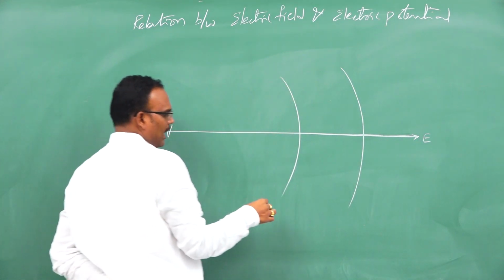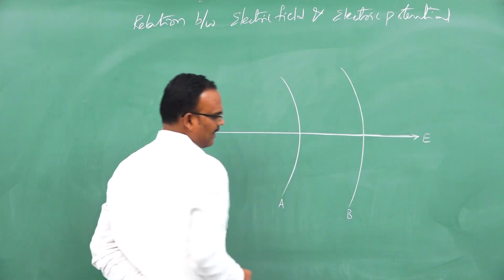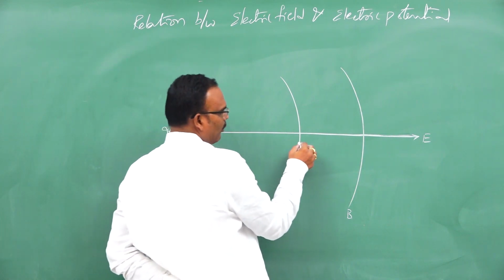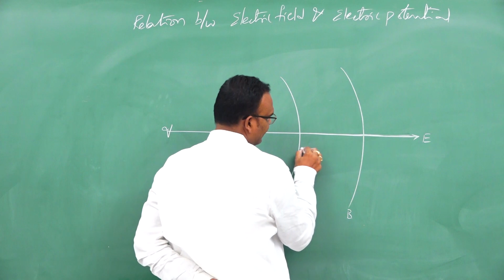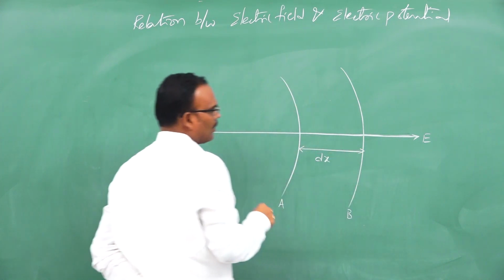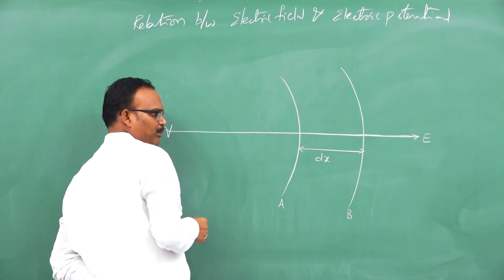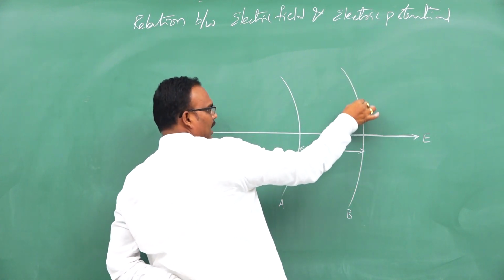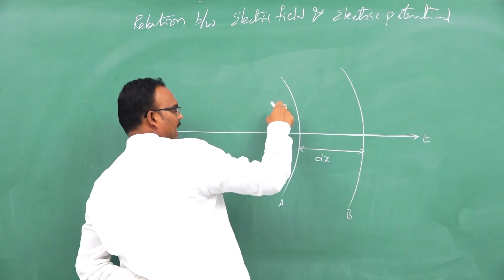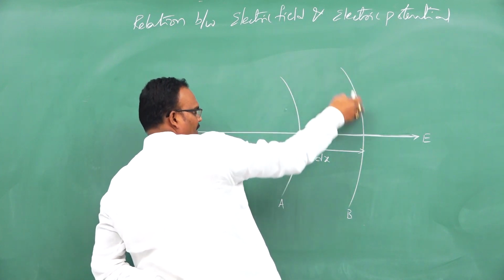Okay, this is one of the equipotential surfaces A. This is another equipotential surface B. The distance between these two equipotential surfaces is say dx. Potential at any point on this surface is same. Similarly, here also potential at any point on this surface is same, but the potentials here and here are different. Everywhere here same, everywhere here also same.